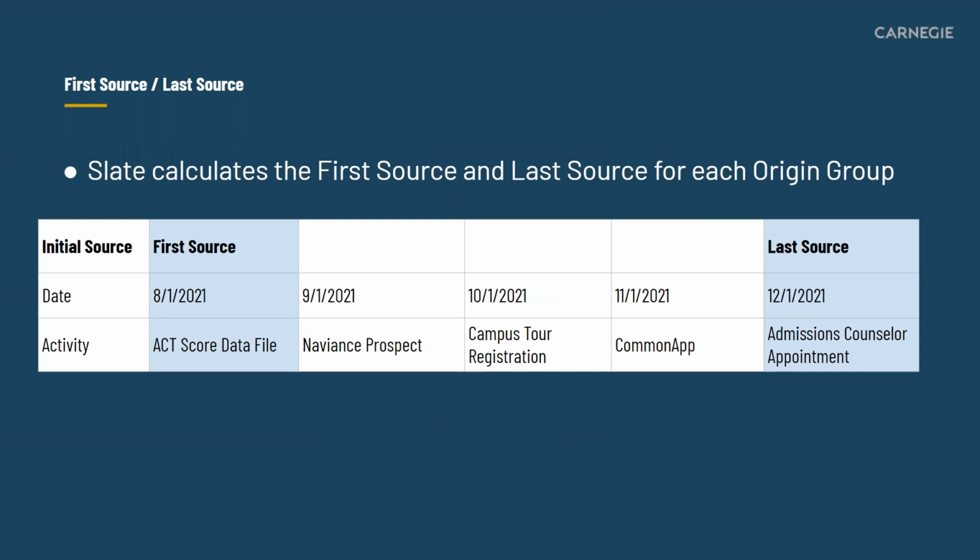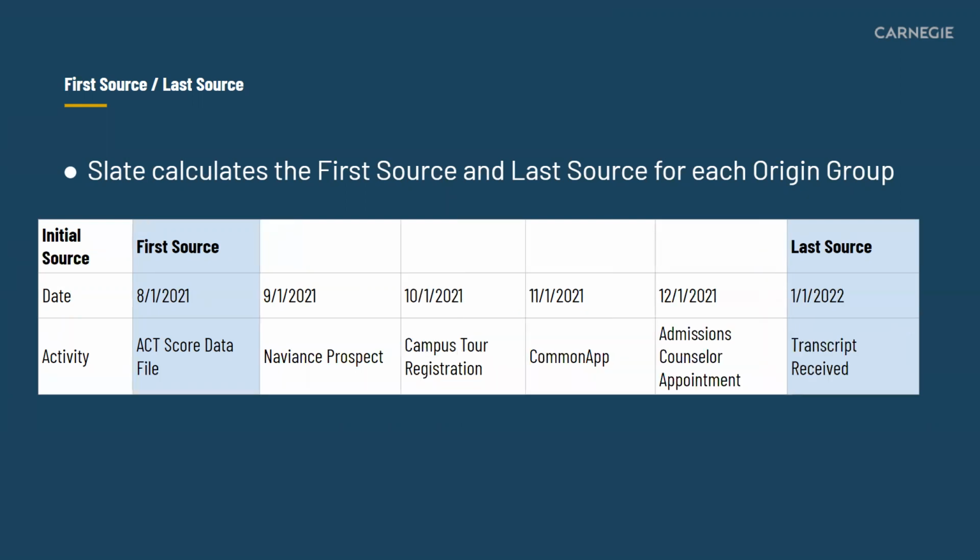So when we look at the student right now, their first source in the initial source group is ACT score data file, and their last source in the initial source group is admissions counselor appointment. But then let's say they have another activity, such as sending in a transcript. Now this becomes the last source in that group. The first source doesn't change. That was the first one chronologically back in August, but now something new happened in January. So now they have a new last source in that origin source group. So anytime a new activity occurs, the origin sources are recalculated and a new last source is assigned.